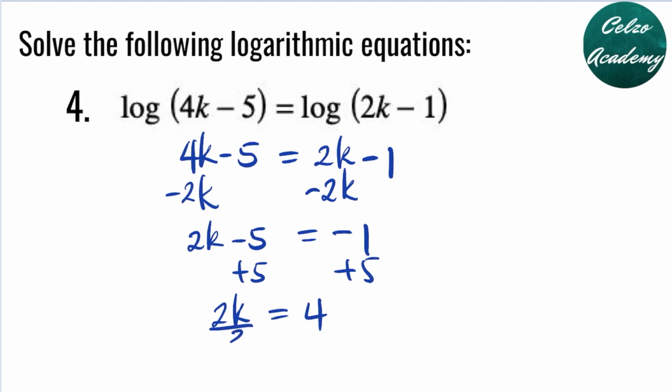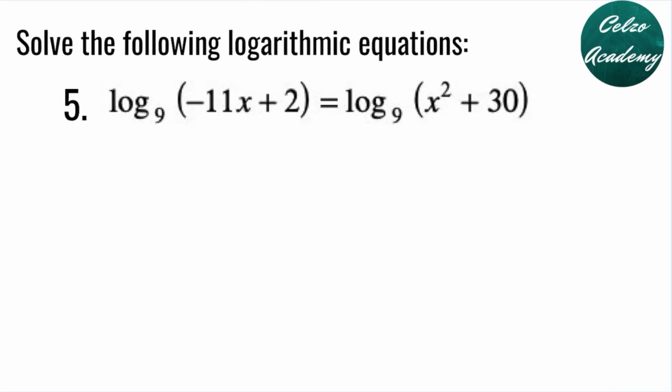Now, dividing both sides by 2, our k value is equal to 2. Now, let's check for extraneous solution. If we plug in k is 2, 4k minus 5 is positive, 2k minus 1 is also positive. So k equals 2 is a solution because it's not an extraneous solution.